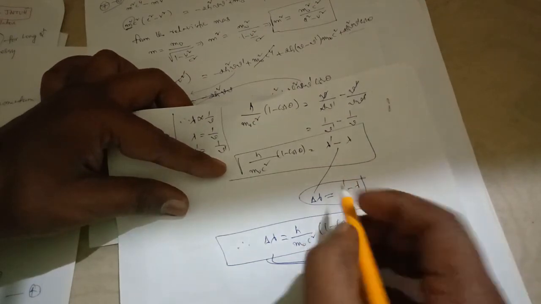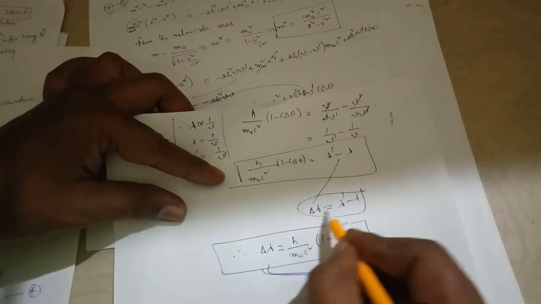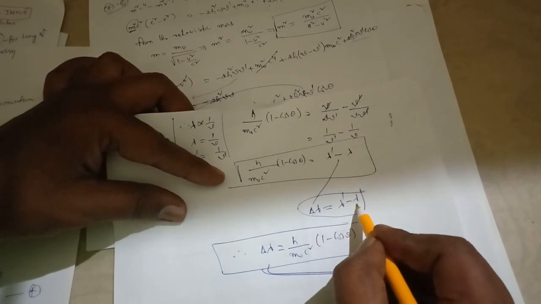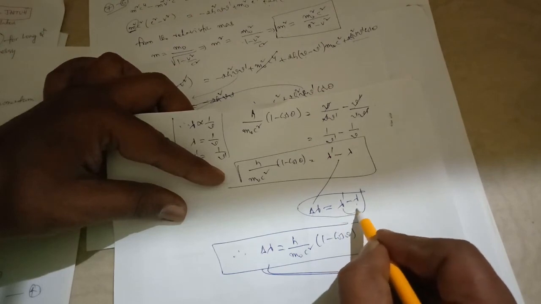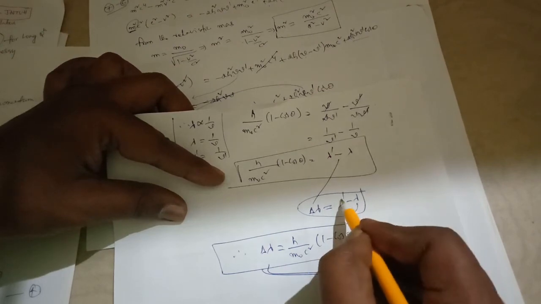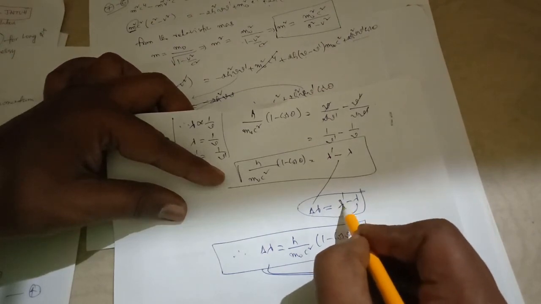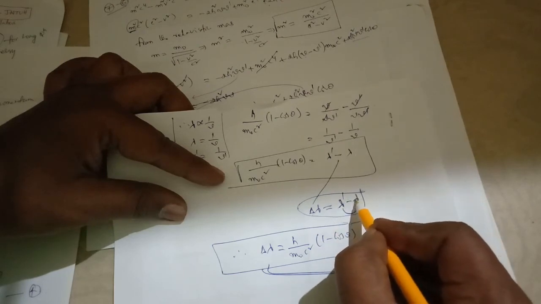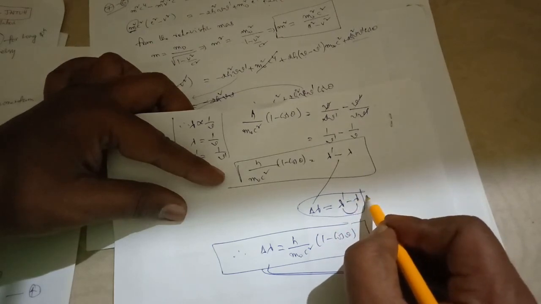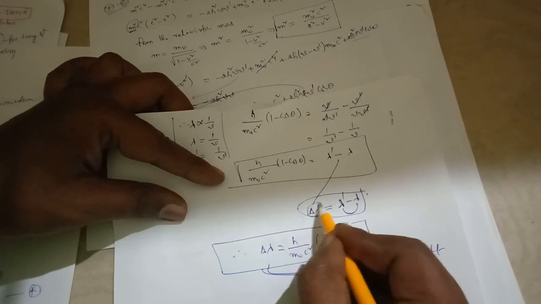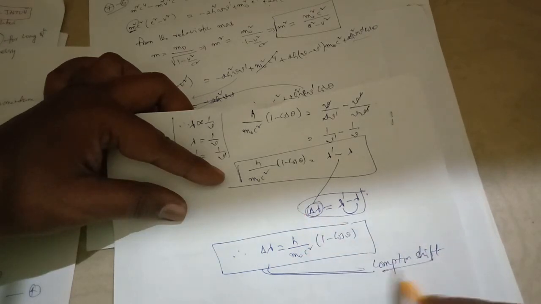What is the Compton shift? Delta lambda equals lambda dash minus lambda. It is the difference between the wavelength after scattering and the wavelength before scattering of the photon. So this is known as the Compton shift.